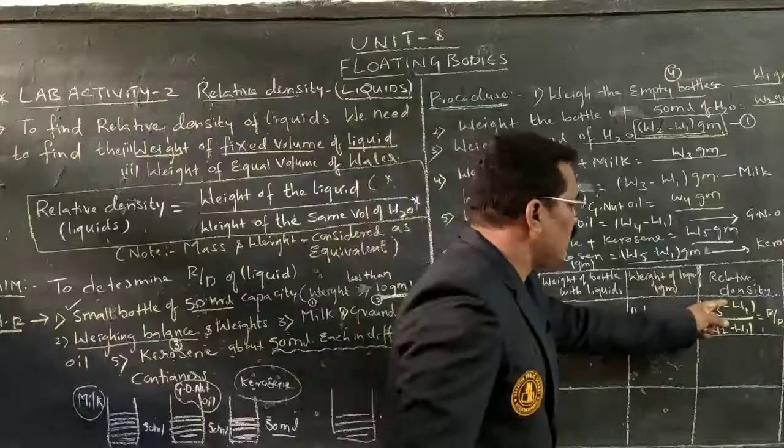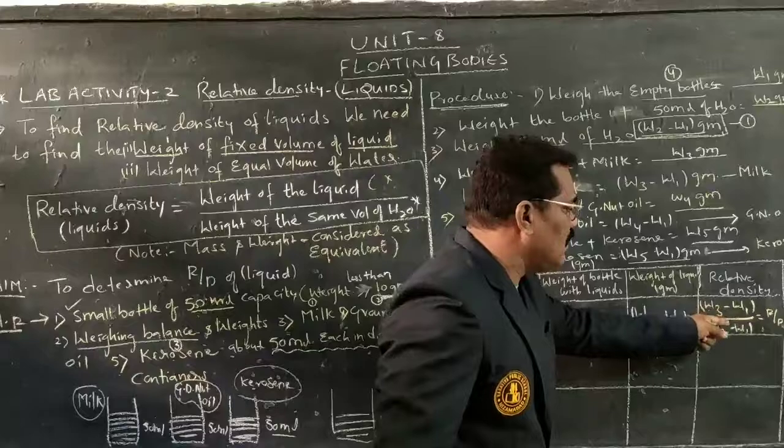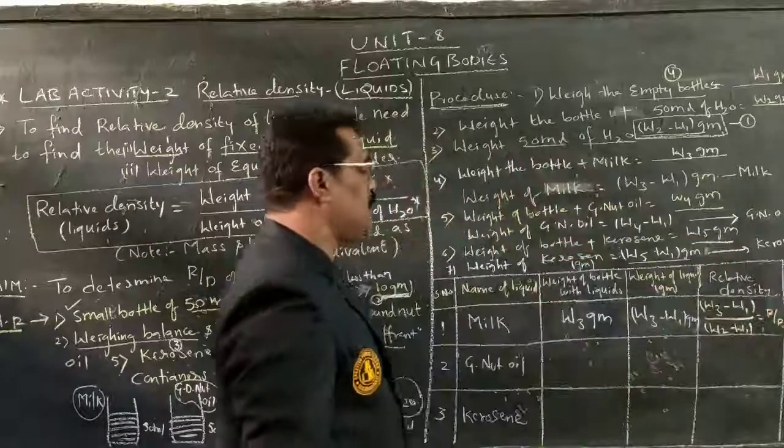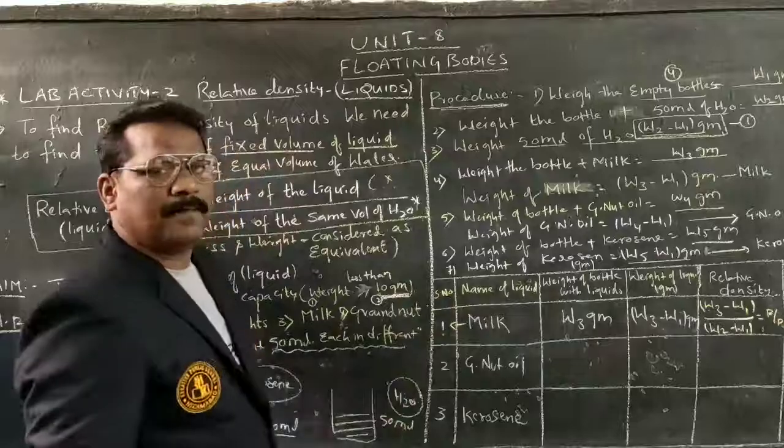If I solve this, we know the value of these two things. If we know the values, substitute them there. Therefore, we can obtain the relative density of the concerned liquid.